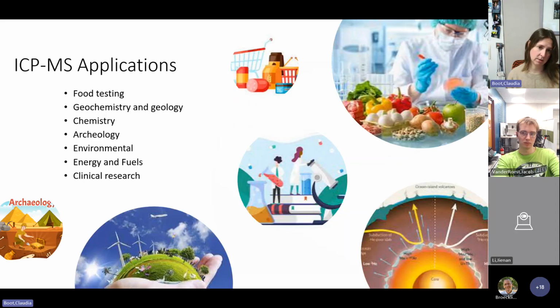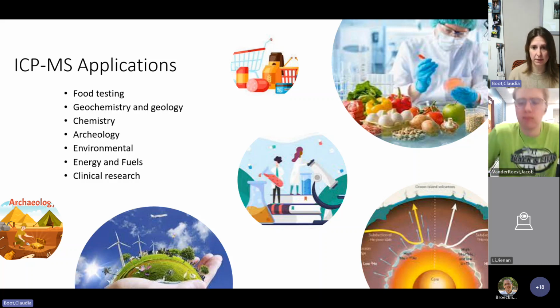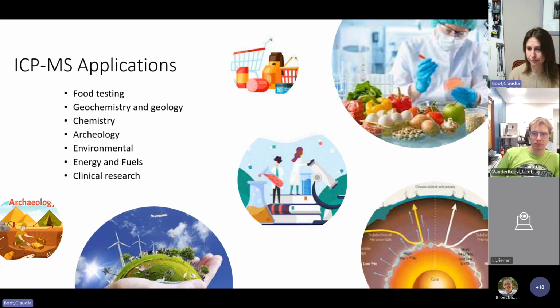ICP-MS is used across all the disciplines, I would say. We have users that apply this system for food testing, geochemistry, chemistry, archaeology, environmental studies, energy and fuels, and clinical research. So it's a really broadly applicable tool that works kind of differently than the rest of the mass spec we're going to talk about, which is really focused on organic molecules. So this is a good one to know about.